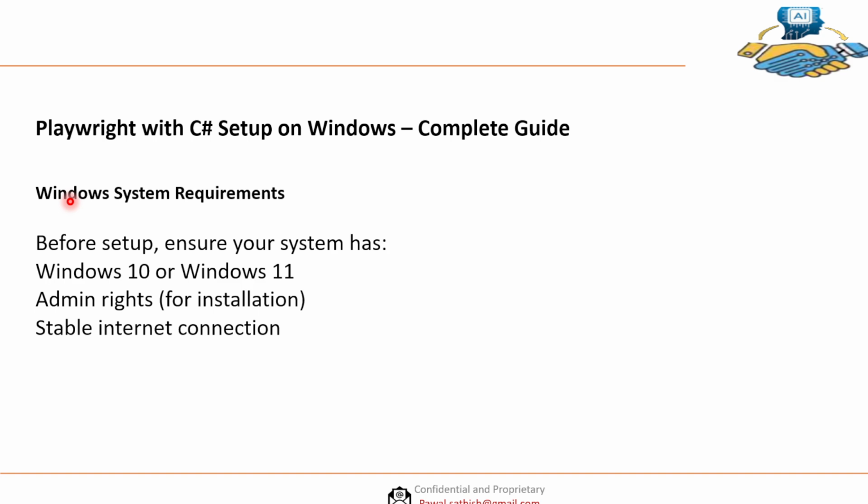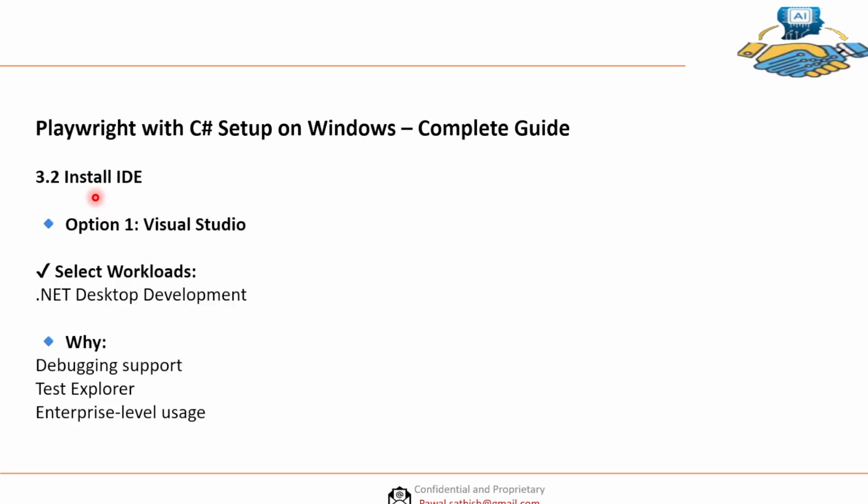If you want to install Playwright with C Sharp on Windows, what are the requirements? Before setup, ensure that we have Windows 10 or Windows 11, and admin rights. Nowadays, everyone is using Windows 11 only. Then we require a stable internet connection. First, we need to install Visual Studio.